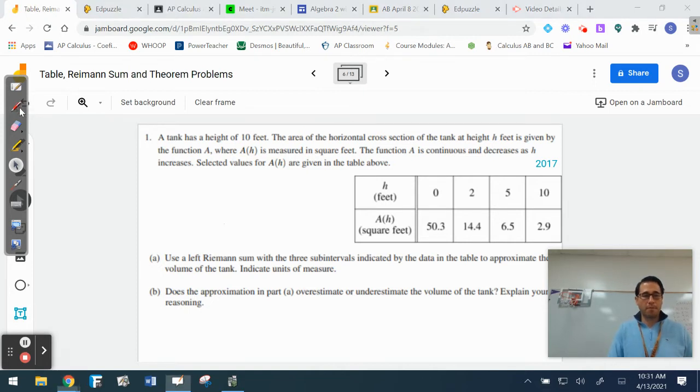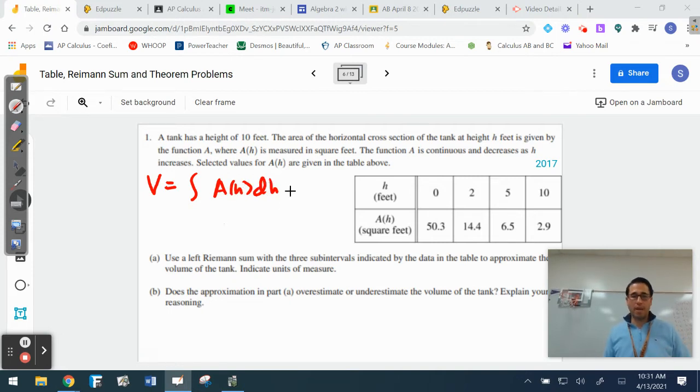the tank. Now remember, how do you find the volume of anything? The volume of anything, right, class, will be equal to the integral of the area of a cross-section. Boom, that right there. Now they're asking me to do it from 0 to 10, but they're asking me to just do a left Riemann sum. We all know that this here means area. And it's question 1, so I will be able to use a calculator.